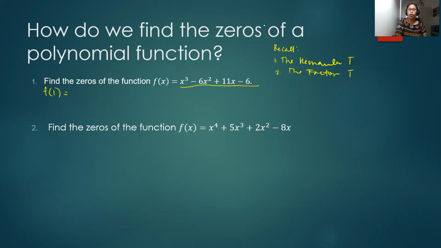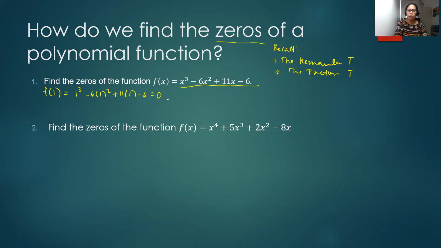Okay, so we are now working on the zeros. So if we have 1 cubed minus 6 times 1 squared plus 11 times 1 minus 6. Now this is 1, and then minus 6, so we have negative 5 minus 6. We have negative 11 plus 11. So definitely this is equal to 0.